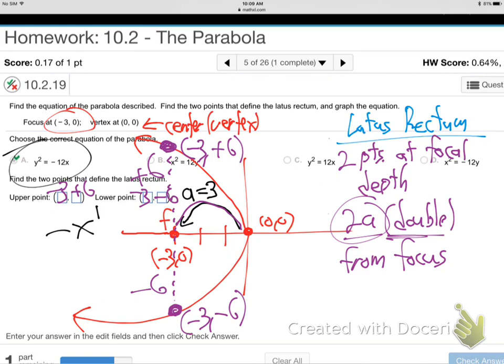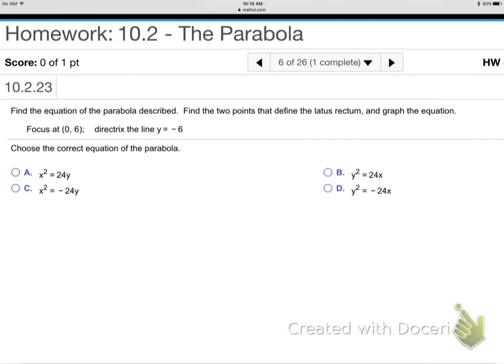So they're just at the focus level, double the focus distance to the edges. It's just a good way to know how wide the thing is, a quick rule for how wide or narrow to make the satellite dish, the parabola. Good, and then they want the graph. We got the graph, so we're done with this problem. Questions on that? All right. Now they're going to talk about the Directrix line.